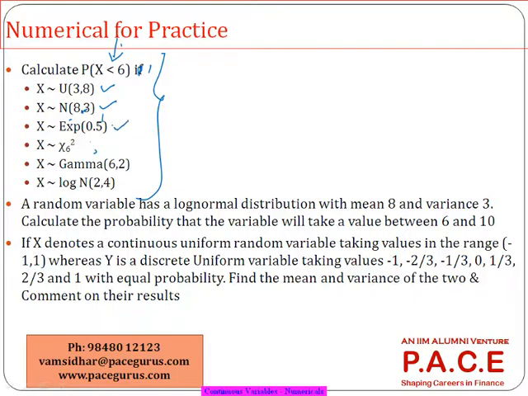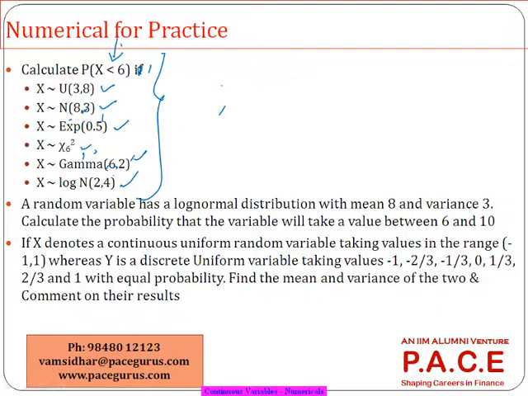Assume that the distribution is exponential with lambda of 0.5. Find p of x less than 6. Assume that it is following chi-square with 6 degrees of freedom. Find the probability that it is less than 6. Assume that it is following a gamma distribution with alpha equal to 6 and lambda equal to 2. Find the probability for x less than 6. Assume that it is following a log normal distribution with mu equal to 2 and variance equal to 4. Find the probability that it is less than 6.